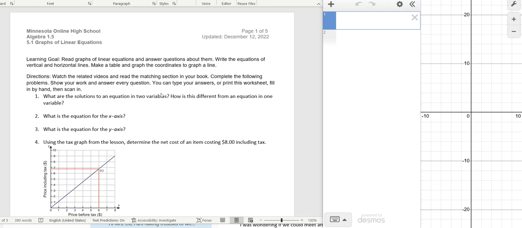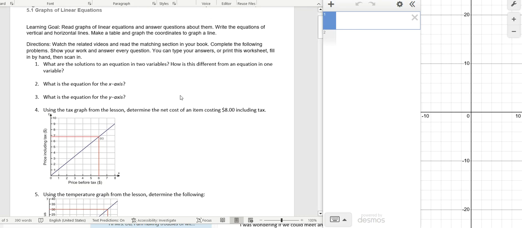In this video, we are going to go over some of the problems from the graphs of linear equations. So this is an important assignment about how to graph lines and how to graph vertical and horizontal lines as well. There is a matching section of your book that would help a lot for this assignment, but we'll go over some of the questions as well.